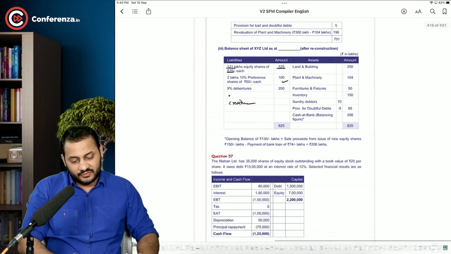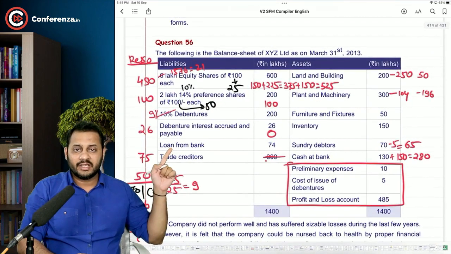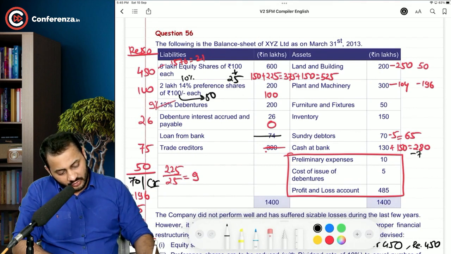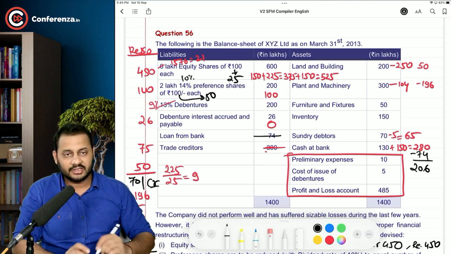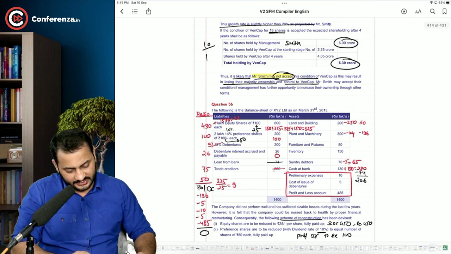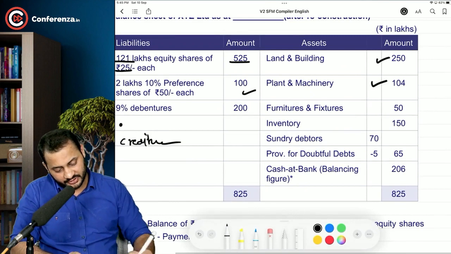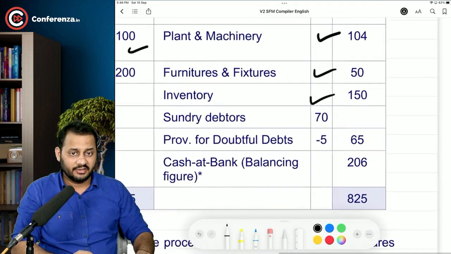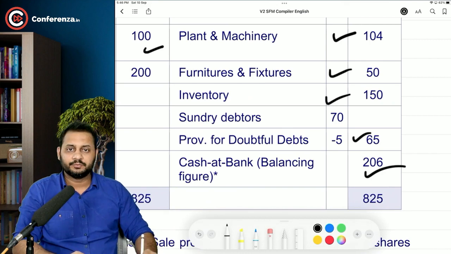So the balance of the cash account will get reduced by that much of the amount. So the loan from the bank was 74. You will just debit this loan and reduce the amount from the cash bank balance. So the cash and bank balance will be 206 lakhs only. Okay. Coming over to the asset side. Land and building at 250, plant and machinery at 104, furniture fixture same, inventory same. Sundry debtors, you can see it is reduced by 5 lakhs, 65.